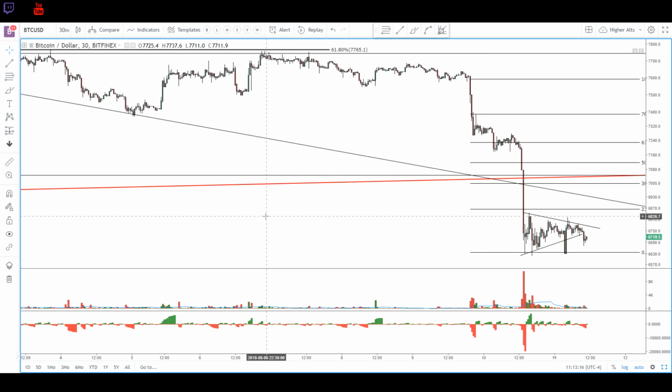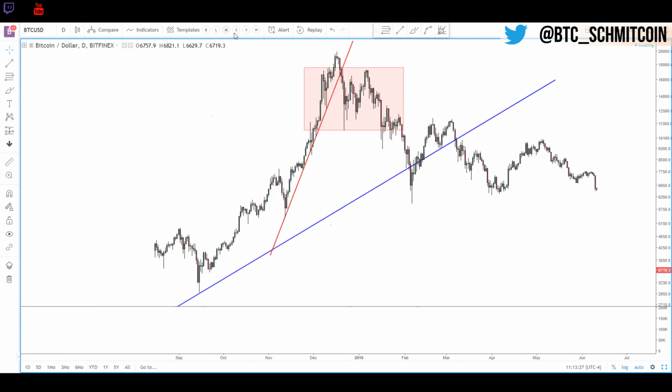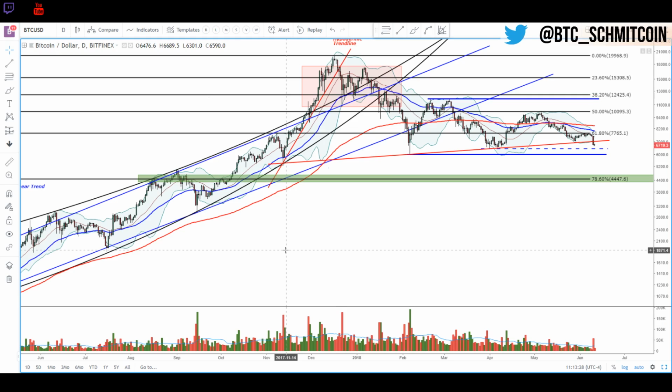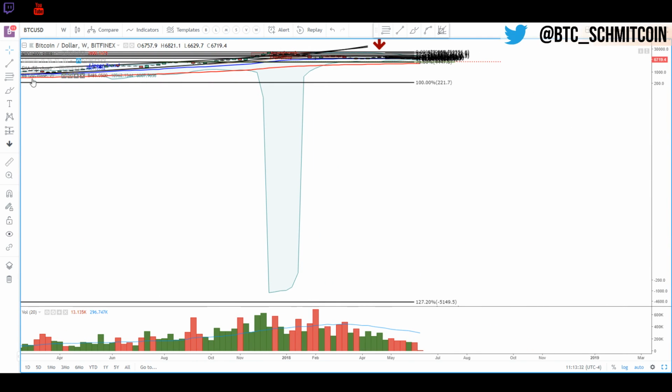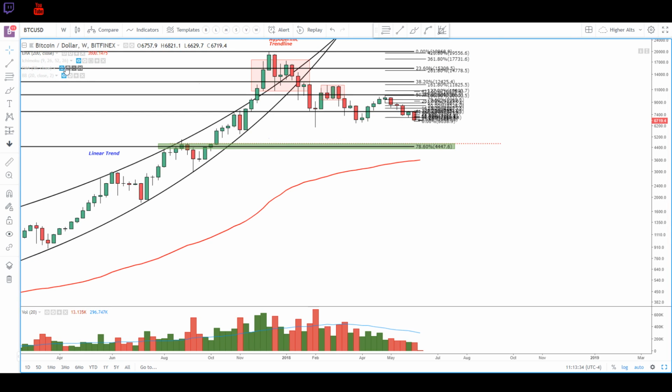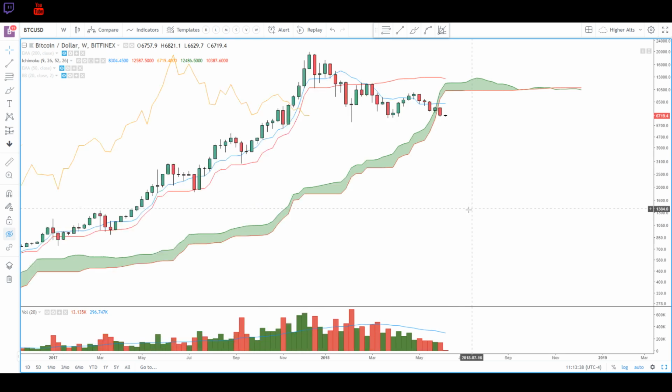All right, let's talk about the actual markets. So let's start macro, and then we'll work our way in. Starting with the macro view, I want to start on the weekly. So let's get rid of Bollinger Bands, and let's go straight to the cloud, and we'll take this view off.